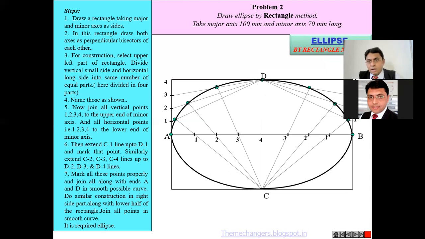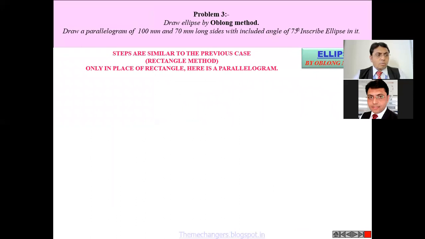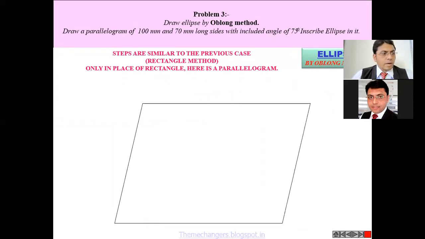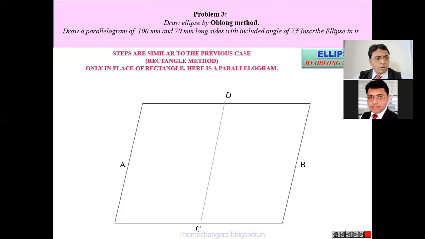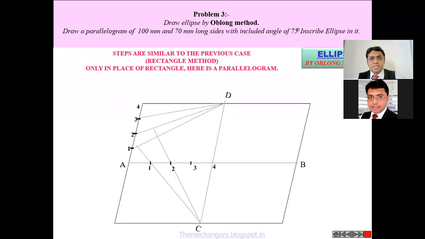So I think all of you can understand this very clearly, how to construct it. Then the next method is the oblong method. The oblong method is called the parallel line method. Everybody should understand why this method is followed here for the construction of an ellipse. By the oblong method, the steps are similar to the previous case, but only the rectangle method is going to be followed here.